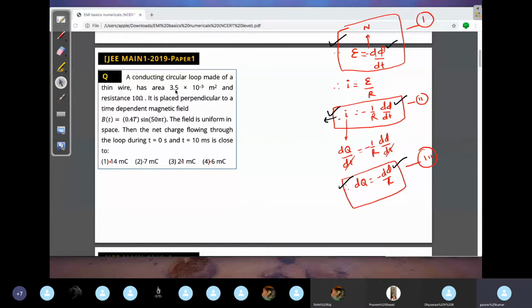तो ये बताओ इसका आंसर यार, सब तो लिखा हुआ है इधर, कैसे सॉल्व करना है. अब क्या है इस क्वेश्चन में? There's nothing in this question. A conducting circular loop made of a thin wire has area 3.5. If you're not solving, then I will solve the question for all of you. It's a very, very easy question.